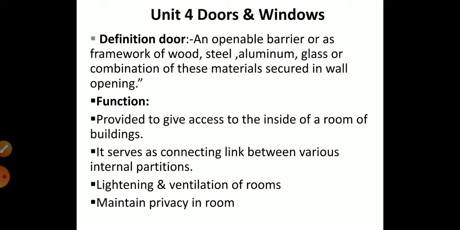So, doors and windows. What is the definition of the door? It is an openable barrier or a framework of wood, steel, aluminum, glass or a combination of these materials, which is secured in the wall opening. There are some functions of the door. The main function is to give access to the inside of a room or building. It also serves as a connecting link between the various internal partitions. It provides lighting and ventilation to the rooms. Also, the function of the door is to maintain privacy in rooms. So these are the functions of the doors.